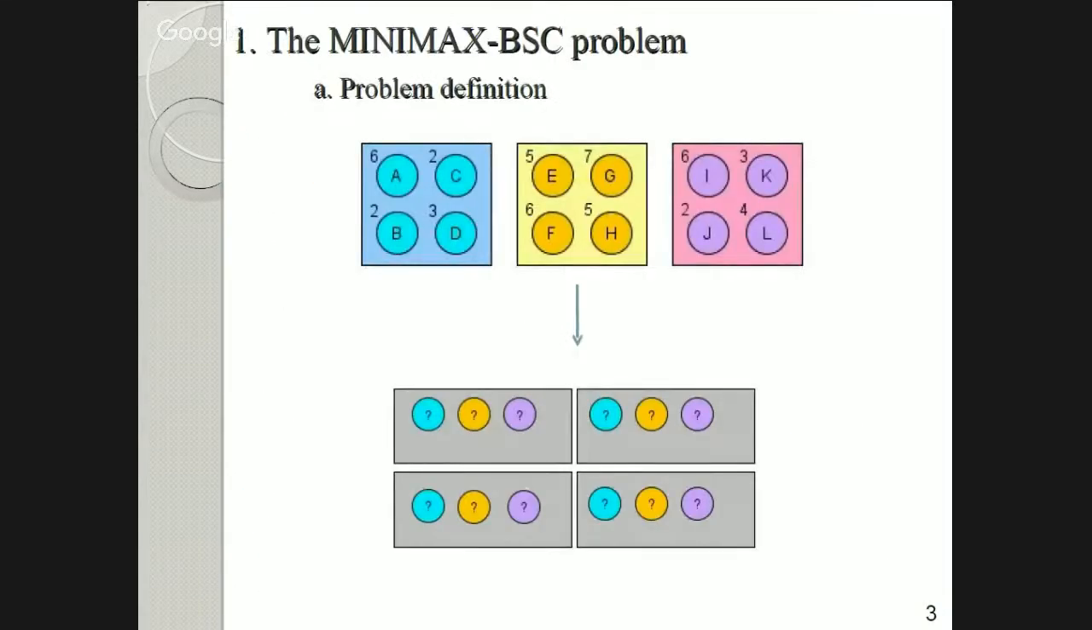So the problem we're concerned with is actually a bin packing problem, a minimax bin packing problem with bin size constraints. That's a bit of a tongue twister. And the problem has the following structure. We have a series of items that are initially distributed in a series of sets. And each one of the items has a specific weight. And we want to distribute them into another series of groups such that each one of the groups contains one item from each one of the initial sets.